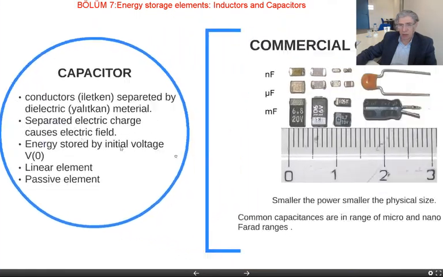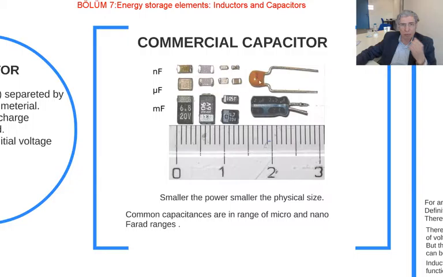So why is it so? Let's see it. Commercial capacitor. The capacitor parameter is shown by the letter C. The value range in electronics is picofarad, nanofarad, microfarad, and millifarad. Pico is 10 to the power minus 12. Nano is 10 to the power minus 9. Micro is 10 to the power minus 6. Milli is 10 to the power minus 3.